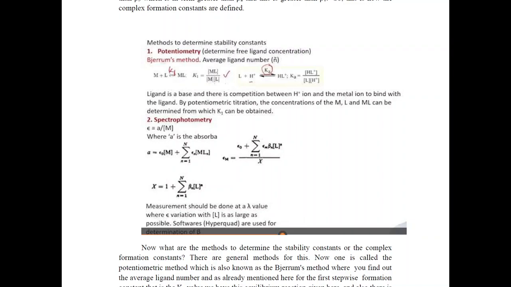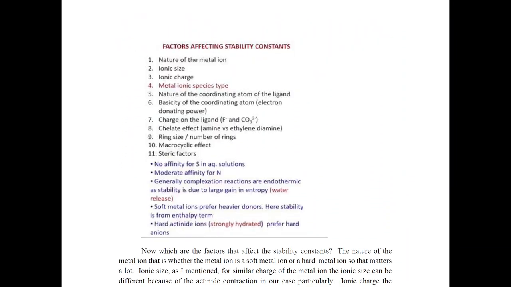Now, spectrophotometry is saying epsilon is equal to A by molar concentration of M, where A is the absorbance. The equation is X equal to 1 plus summation of n equal to 1 to N of beta n L raised to n. Measurement should be done at a lambda value where epsilon variation with L is as large as possible. The software used for this is HyperQuad.